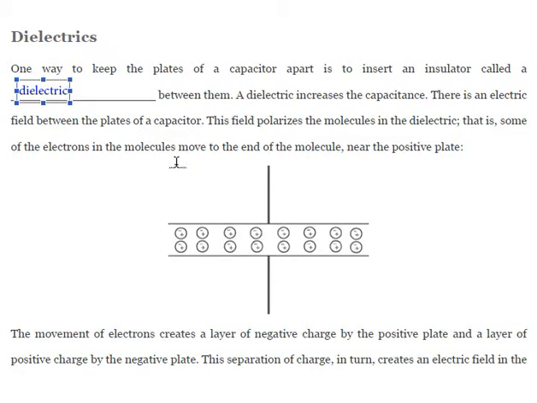So between the plates of the capacitor, there's an electric field buildup. We have positive charges on one plate, negative on the other, and it creates an electric field between them. So the field polarizes all the molecules that you have in a dielectric. So some of the electrons in the molecule move to one end, and then the positives move down toward the other end. You can see that in this picture a bit, how they're all lined up with negatives on top, positives on the bottom. Alright, great. So all the molecules line up.